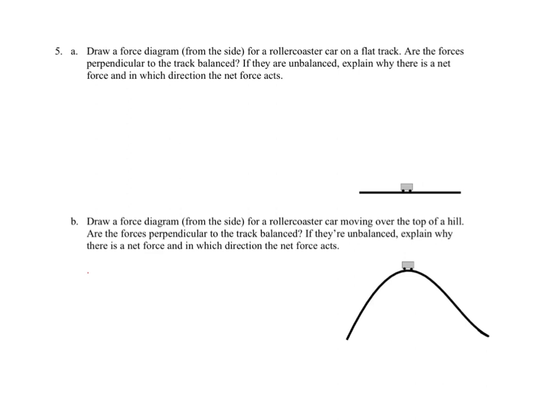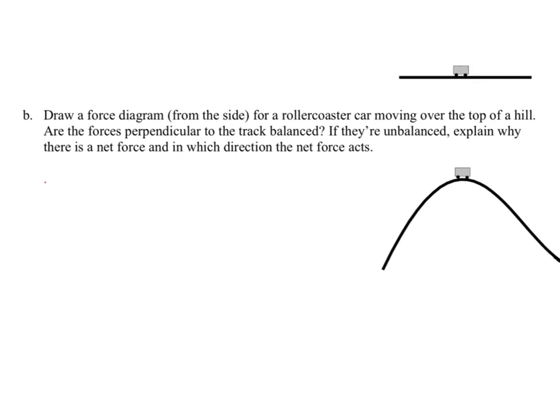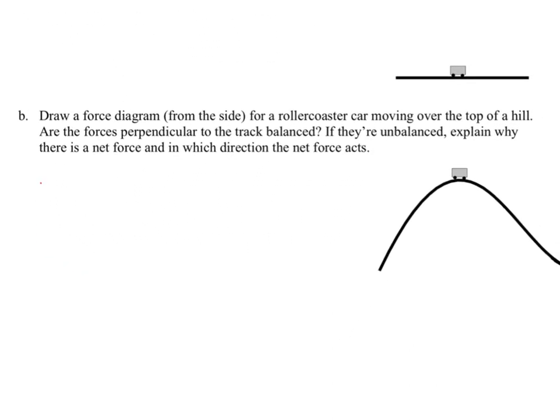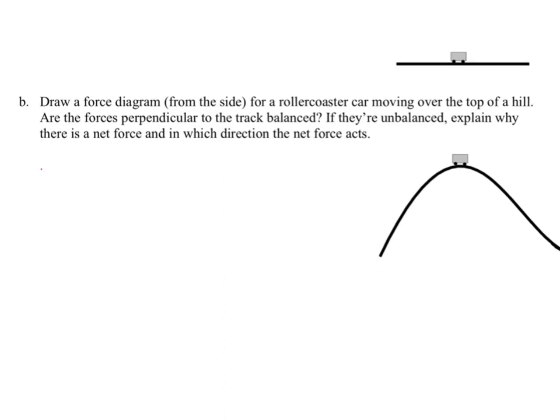Part A is pretty straightforward. That's just a force diagram for a roller coaster on a flat track. I'm going to let you do that yourself. Part B's more relevant to what we're talking about. Part A and Part B are both important, but they have you draw it on a flat surface first to contrast the force diagram for an object on a flat surface with the force diagram for an object that is undergoing some sort of circular motion, which is in Part B. So I'm going to zoom in on Part B here, and we're going to draw a force diagram from the side for a roller coaster car moving up and over the top of a hill.